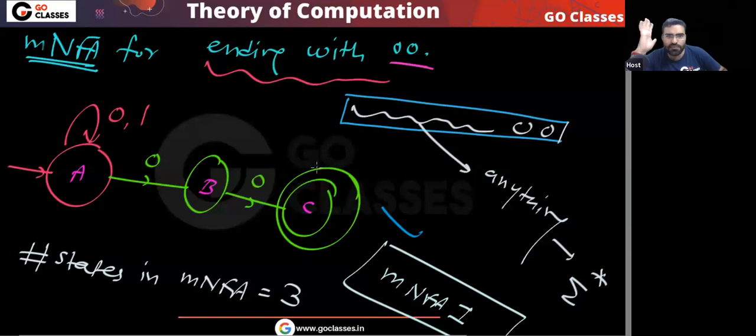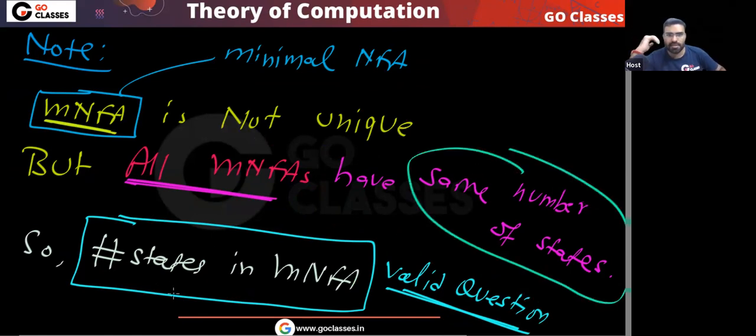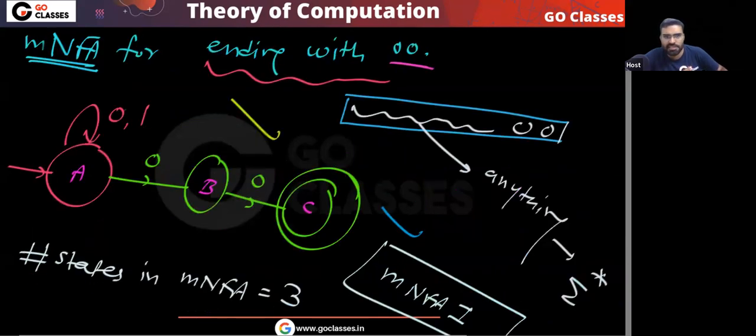You can create different minimal NFAs. Yes or no? For the same language, I can create many different NFAs with 3 states. So that is the reason I am saying that minimal NFA is not unique. But all the minimal NFAs will have the same number of states. So in the GATE exam, they can ask you the number of states in a minimal NFA. Just create one minimal NFA, that's it. For example, you can create this and say the number of states will be 3. So this is your answer.